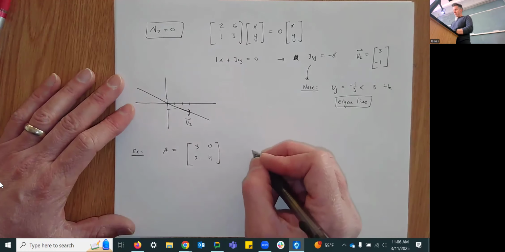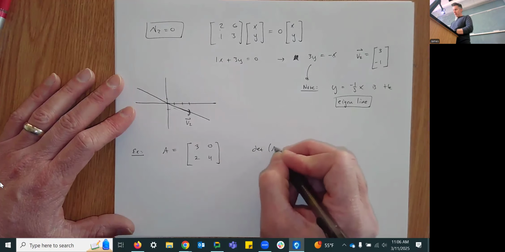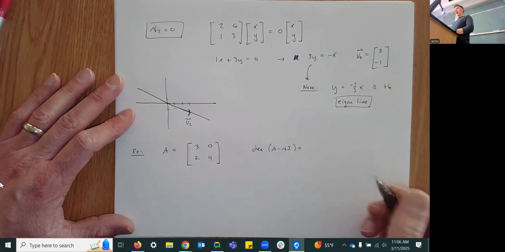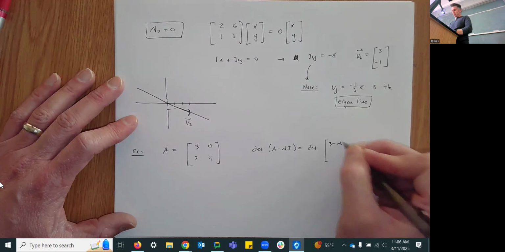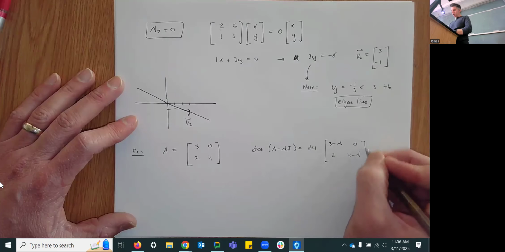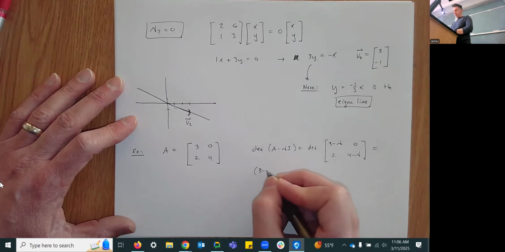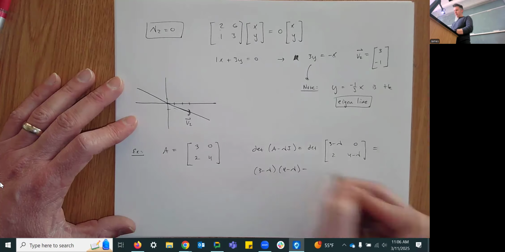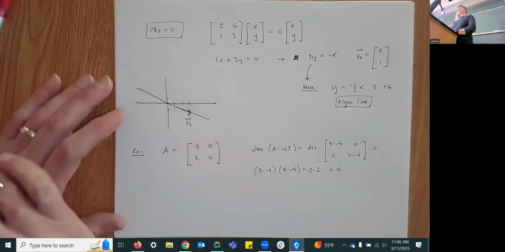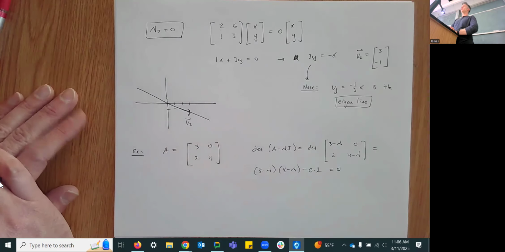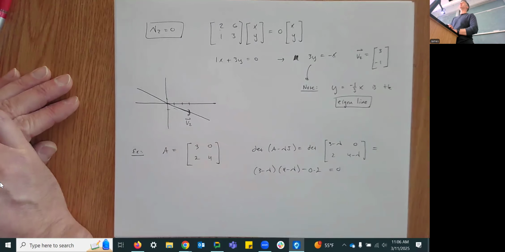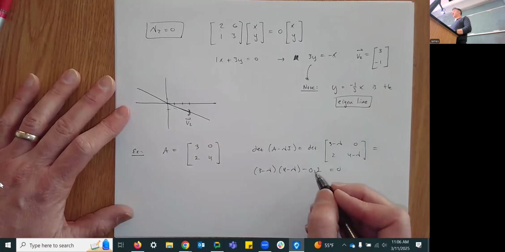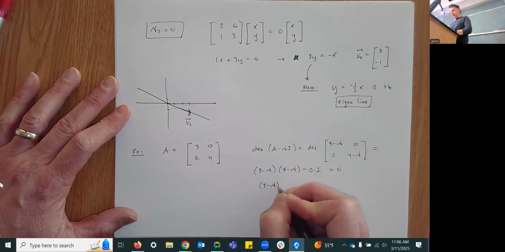To find the eigenvalues, determinant of A minus lambda I: (3 minus lambda), 0, 2, (4 minus lambda). We're going to get (3 minus lambda) times (4 minus lambda) minus 0 times 2. Let's be wise here. You shouldn't do more work than you have to. This thing's already factored for you. Don't multiply it out. Please save yourself the effort. 0 times 2 is 0. Oh, look, it's already factored.